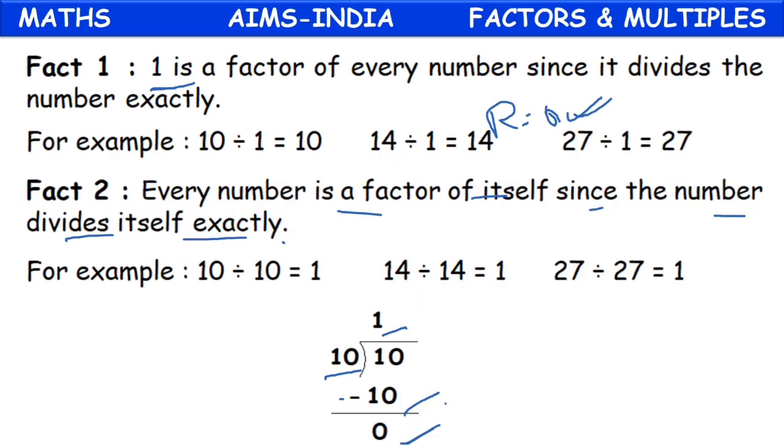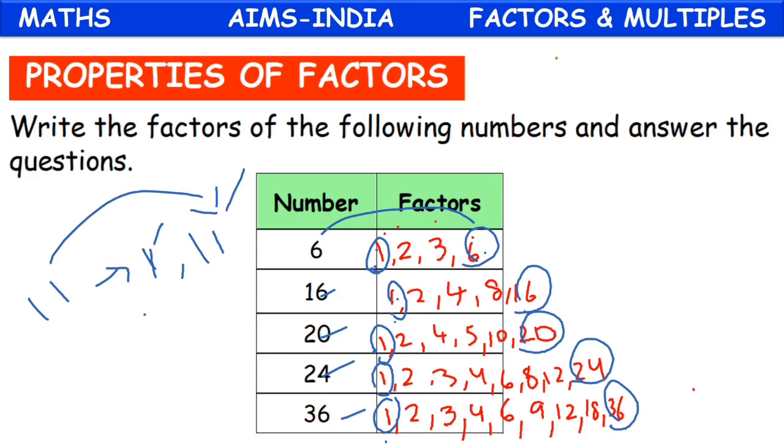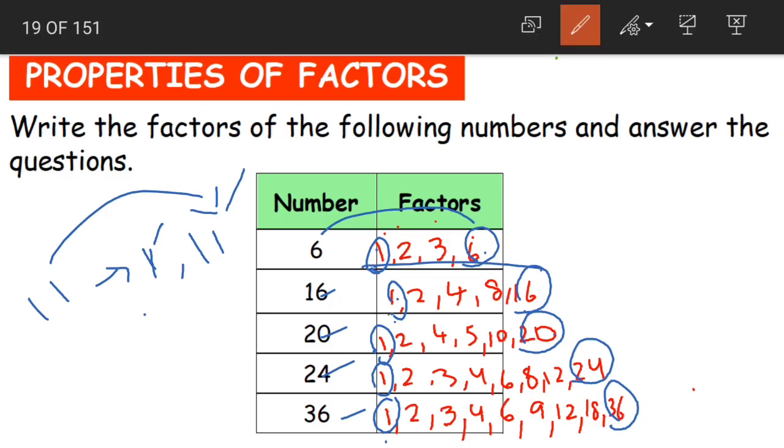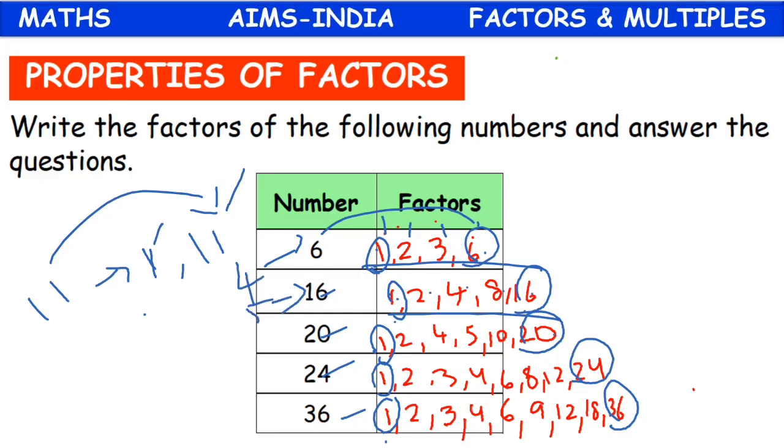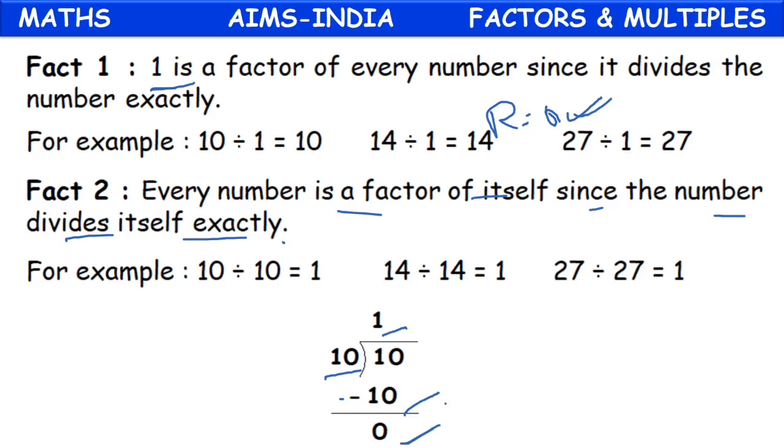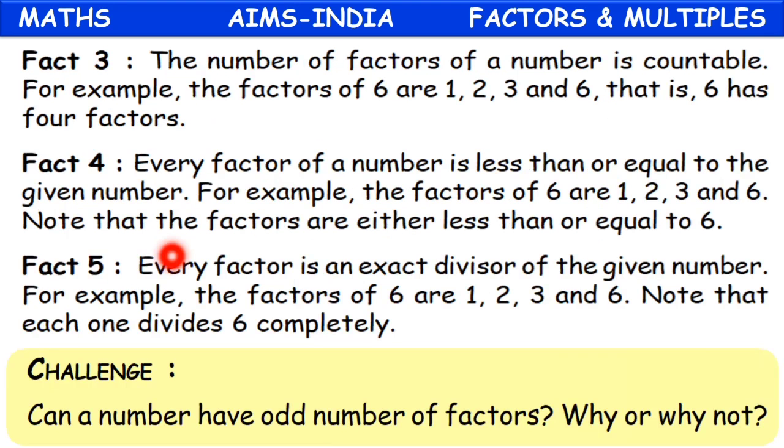Next, fact 3. The number of factors of a number is countable. For example, the factors of 6 are 1, 2, 3 and 6. That is, 6 has 4 factors. What are they saying? We have listed down all the factors of the given number, right? So can we count how many factors each number has? Yes, 1, 2, 3, 4. 6 has 4 factors. 1, 2, 3, 4, 5. 16 has 5 factors and so on. So what can we say? We can exactly count the number of factors each number has.